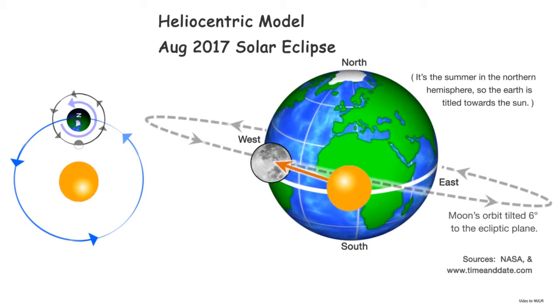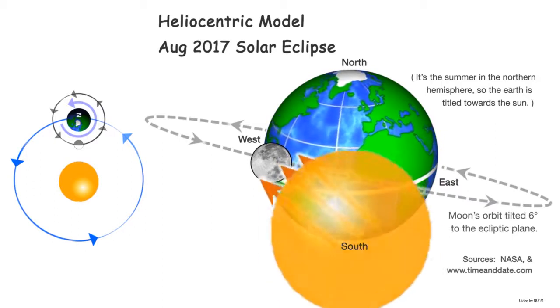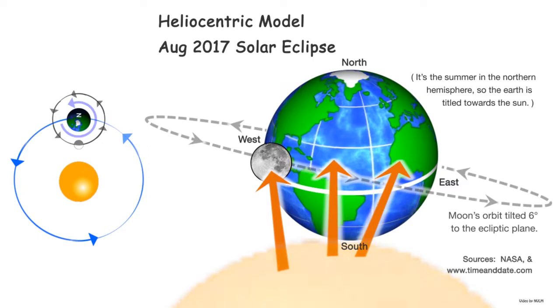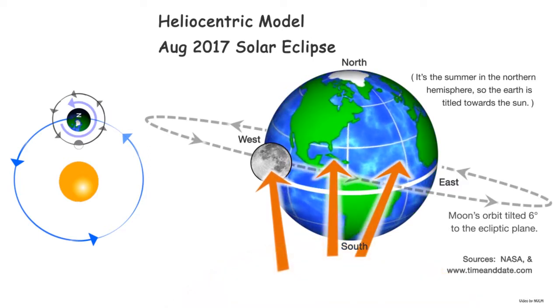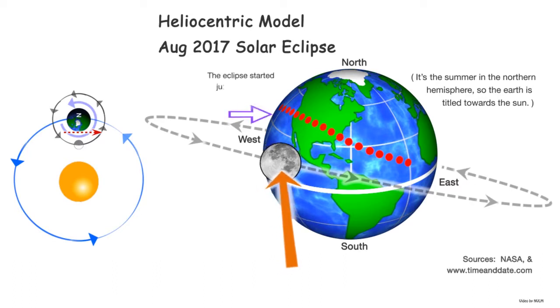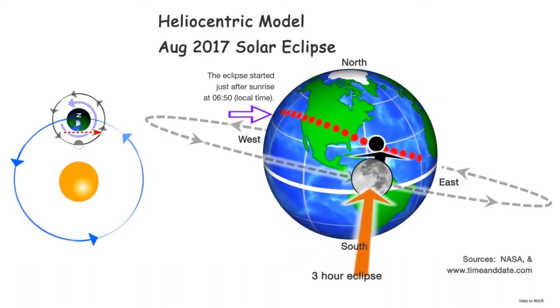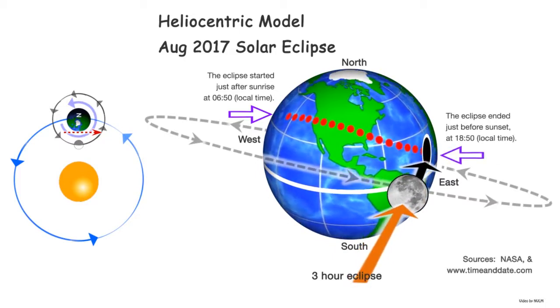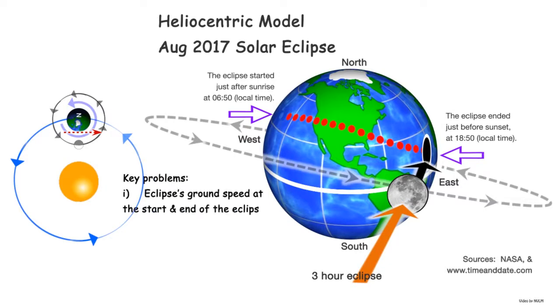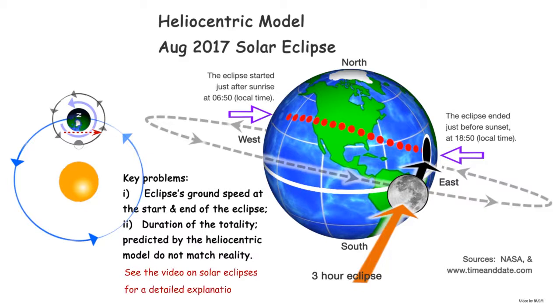In the heliocentric model, the Sun is so far away that it's more accurate not to show it in the animation. According to the heliocentric model, in 2017, the slow-moving Moon caused the eclipse by orbiting to the east, in between the stationary Sun and rotating Earth. In summary, key problems are that the eclipse's ground speed for the start and end of the eclipse and the duration of the eclipse's totality, predicted by the heliocentric model, do not match what is actually seen in reality.